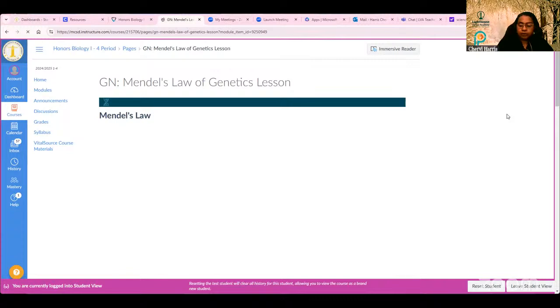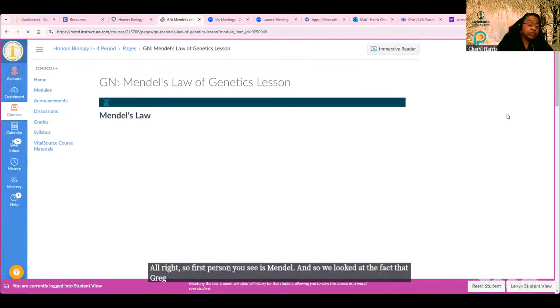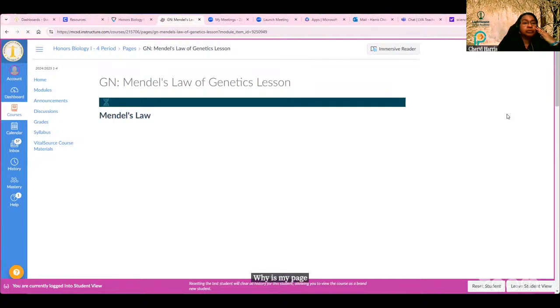All right, so the first person you see is Mendel. And so we looked at the fact that Gregor Mendel is the father of genetics. And why is my page not loading? There we go.